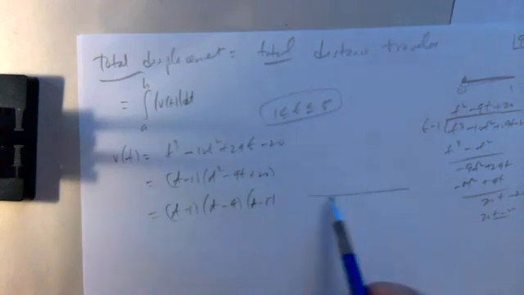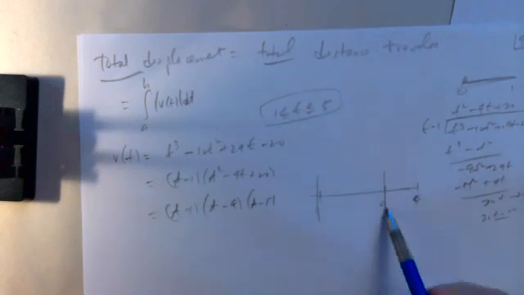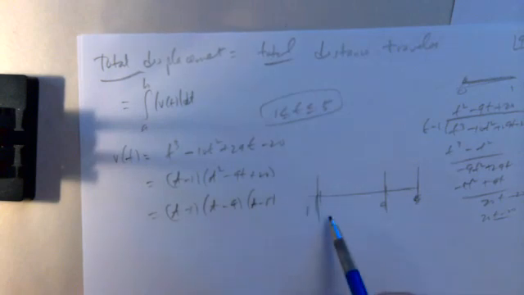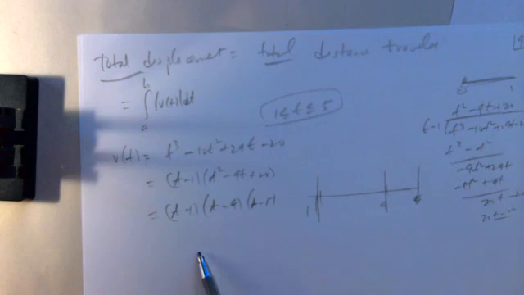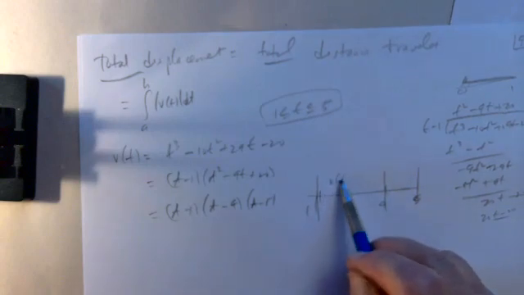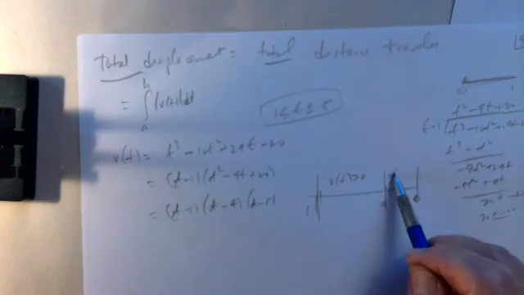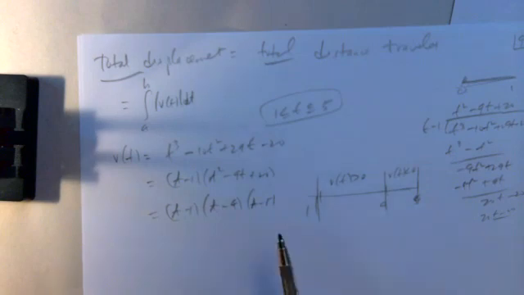So this function is 0 at 1, 4, and 5. And when t is bigger than 1 and less than 4, the factors are positive, negative, and negative. Here, v of t is greater than 0. But when t is bigger than 4, these are both positive, but this is negative. Here, v of t is less than 0.